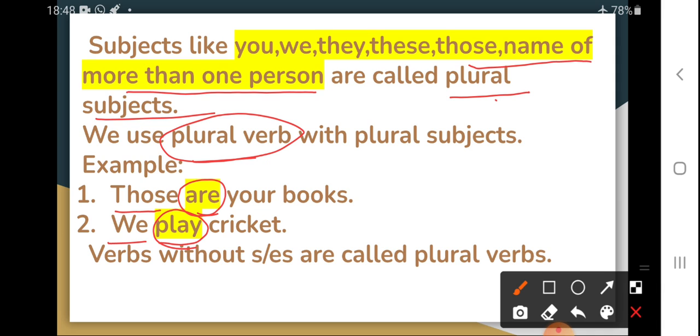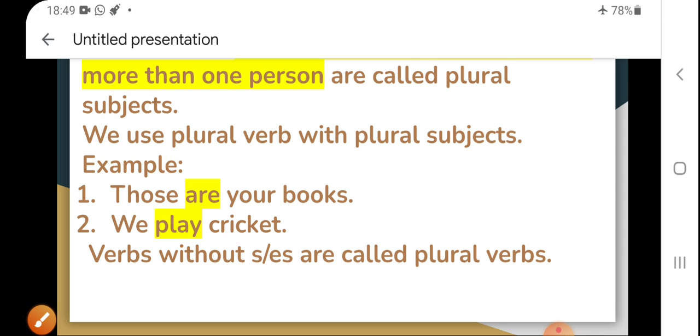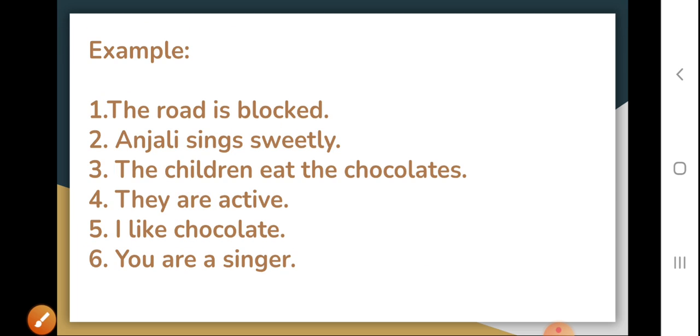So singular verbs are the verbs in which s or es is added to the base form of verb. जब verb की base form में s es add होता है, that is singular. And when we don't add, we take the base form, it is called the plural verb. Okay students, this is the main thing you have to remember. Now see, I am giving the examples.